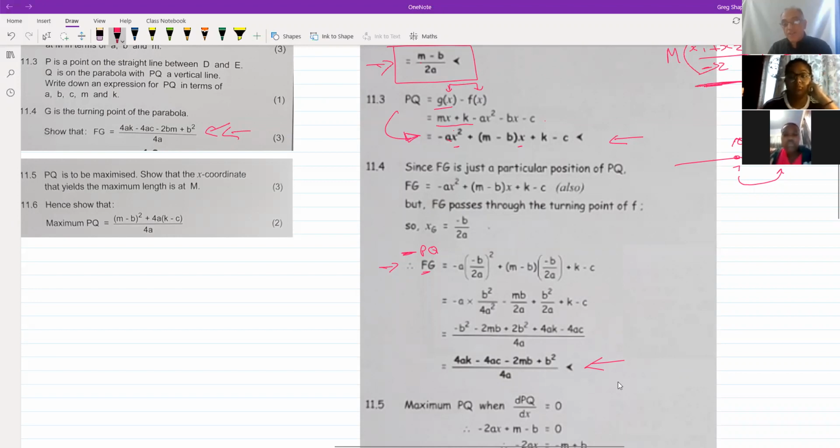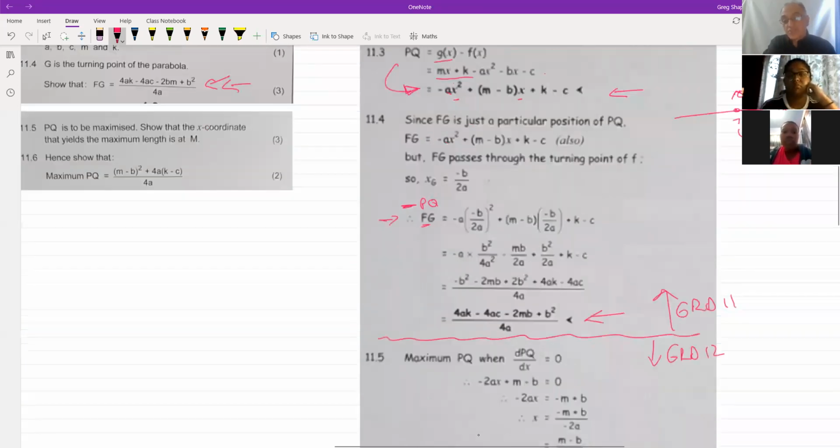I'm going to stop right over there because the next part is using calculus. So everything from here was grade 11. This is moving into grade 12. And so all of this was grade 11 work. I can tell you the grade 12 work makes it very easy to do, but we're not going to go there for now.